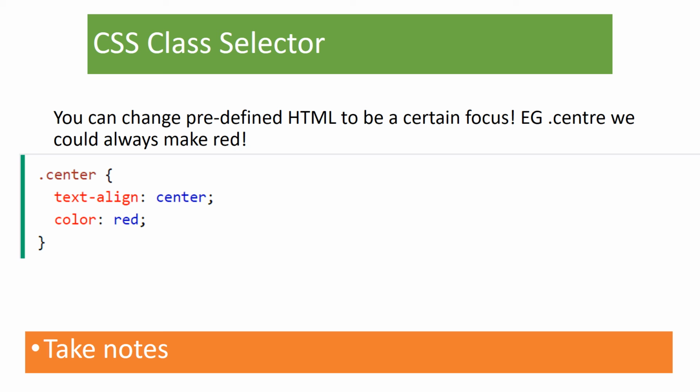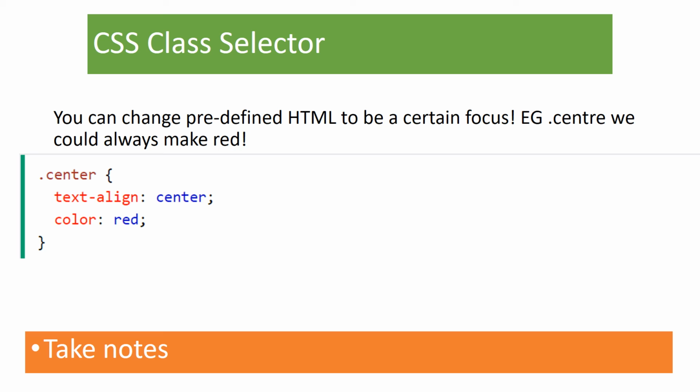Now you may want to change a certain tag so that it can be applied at certain points. Here we've got the center tag, which you can use as an attribute in HTML. But you might not always want it to be a certain style or a certain colour, so red. So the majority of the time you might want it to be black as normal, but on certain points you might want it to be red.